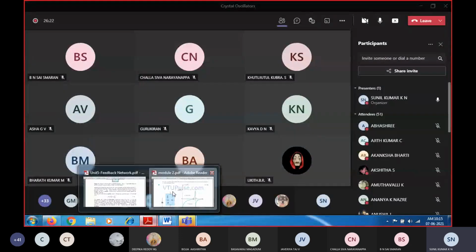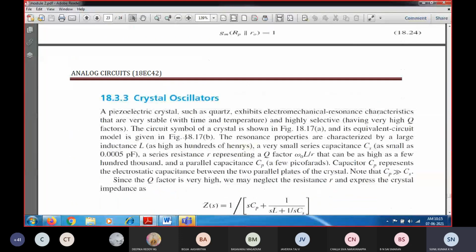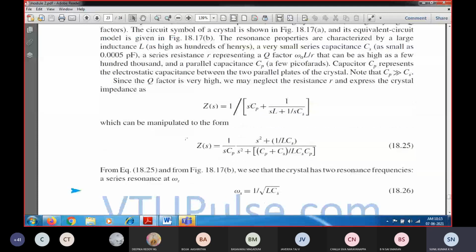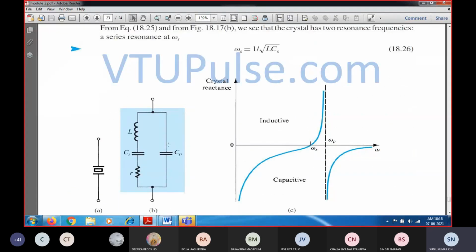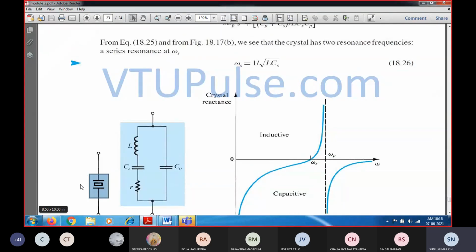Now we will move to the last topic, the crystal oscillator. So you can see this is the crystal symbol. So this is a crystal oscillator. These crystal oscillators are a special type of oscillator circuit, which have a very high Q factor. When compared to any type of LC oscillator or any type of RC phase shift oscillator, if you see the selectivity parameter, the Q of the crystal is very high.